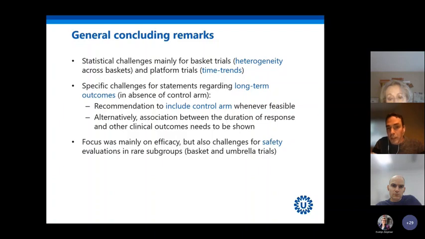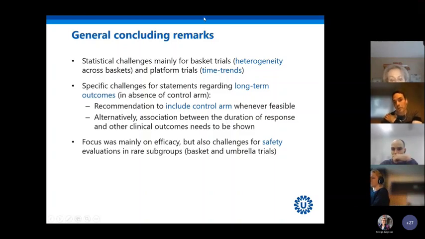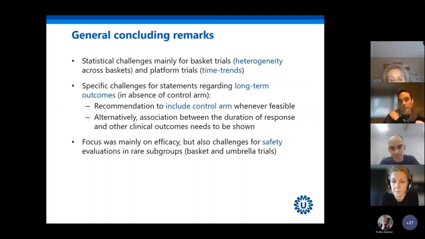They are focused mainly on efficacy, but of course there are also challenges for safety evaluation, especially if you have small subgroups in the basket and umbrella trials. Then it's hard to find any safety signals in these early phase studies, and that also is quite a challenge to say something about safety based on these studies, because they're typically designed as early phase studies, but sometimes submitted for approval for marketing authorization, and then there's limited information.